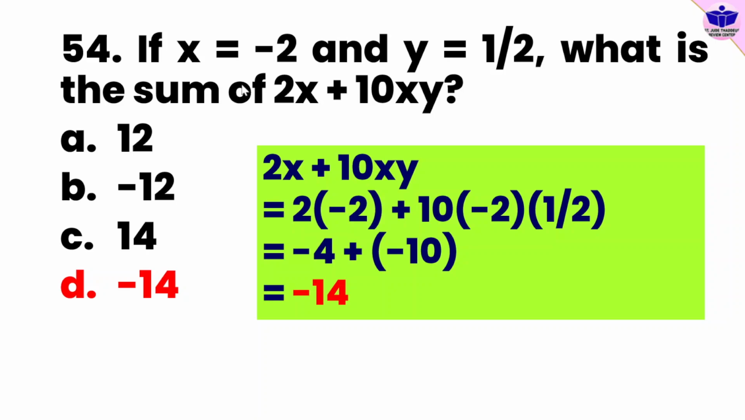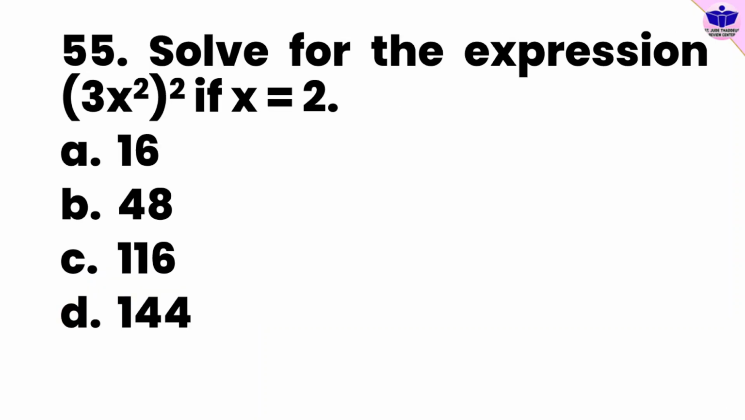For x is negative 2, for y is 1/2. So 2 times negative 2, just follow PEMDAS. We cannot just add first, multiply first before addition. 2 times negative 2, that's negative 4. Sa kabila is 10 times negative 2 times 1 half. 10 times negative 2 is negative 20. And kalahati na negative 20 is negative 10. So we just going to add negative 4 and negative 10. That's negative 14.